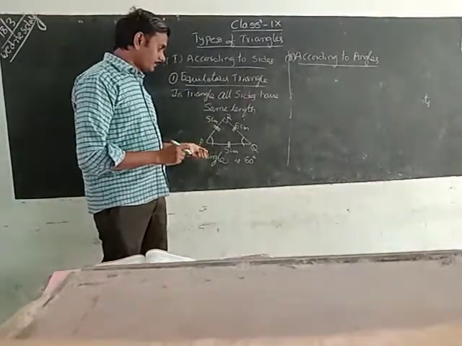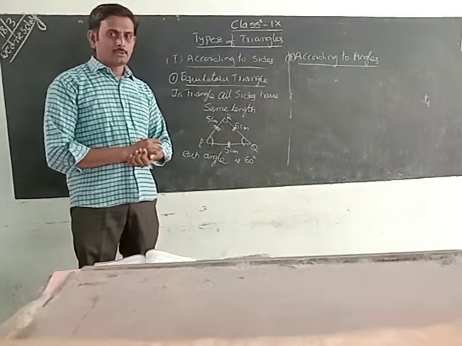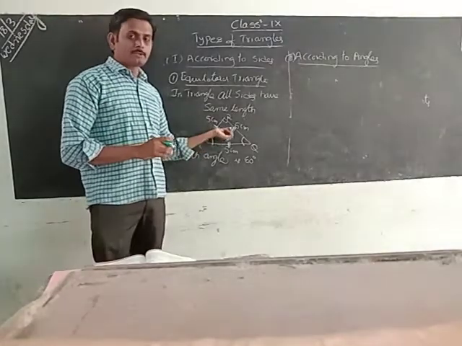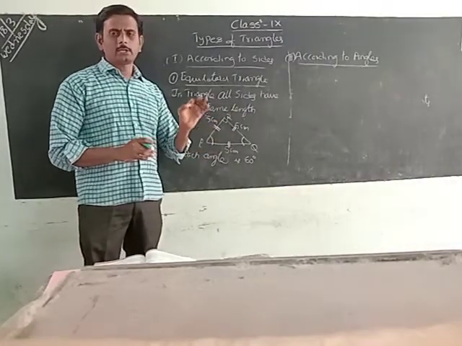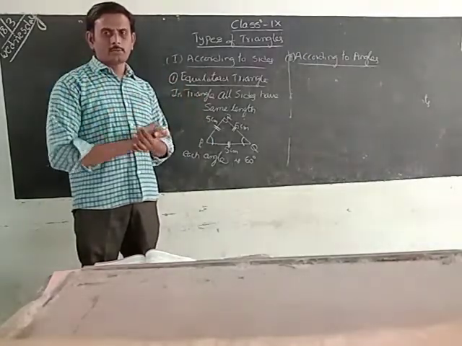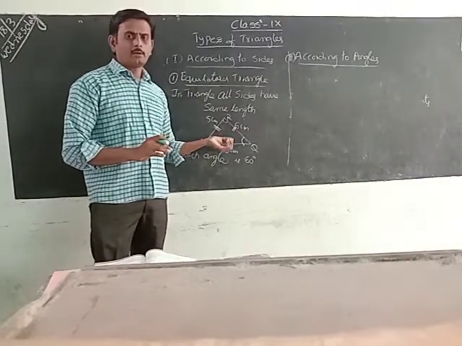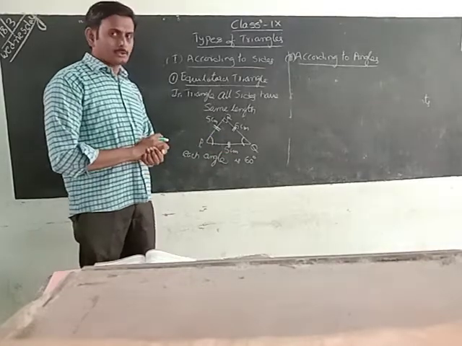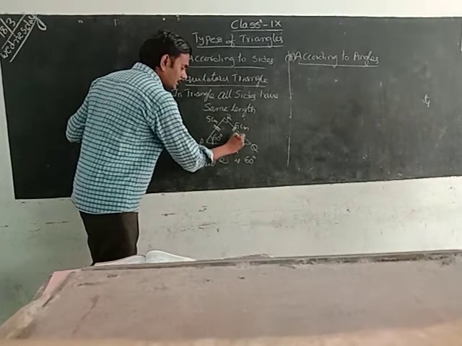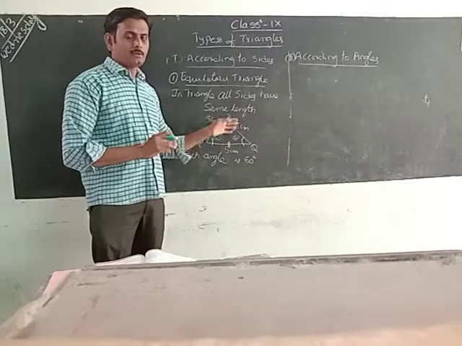Already we know the sum of the three angles in a triangle is 180 degrees. If you take any triangle, the angle sum should be 180 degrees. Then only we can say that it is a triangle. The angle sum should not be more than 180 or less than 180. By considering that, if you take an equilateral triangle, each angle should be 60 degrees, 60 degrees, 60 degrees. Okay, this is the equilateral triangle.